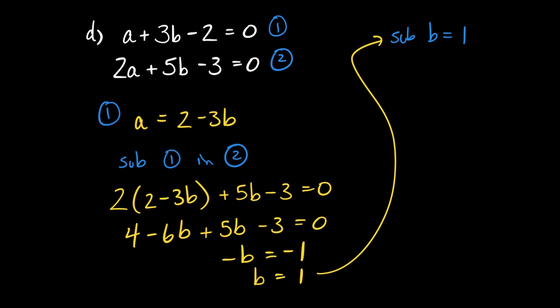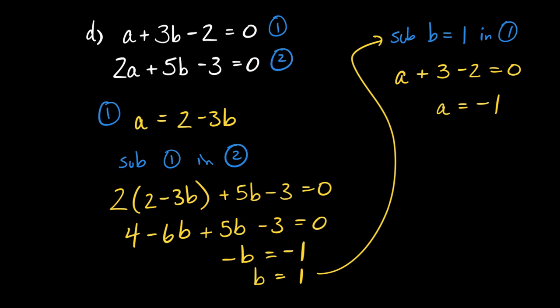So I'm going to now sub b equals 1 back into one of my originals, and I'm going to sub it back into 1 because 1 just looks smaller. It's got a coefficient of 1 on my a. So I can now replace my b with 1. 3 times 1 is 3. And I can solve for a.